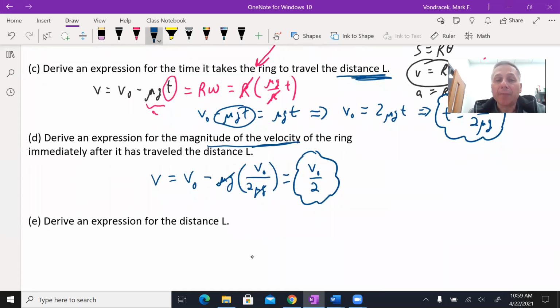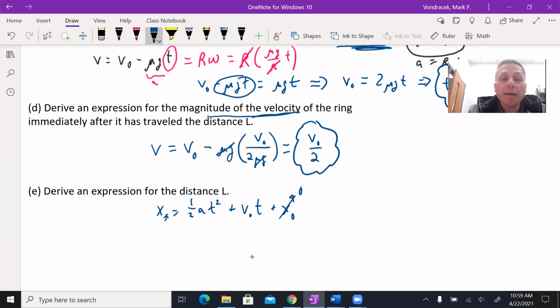And last but not least, now they want us to figure out an expression for that actual distance that it travels. Because this is kinematics, because this is a constant acceleration, we have a distance equation: 1/2 a t squared, plus v initial times time, plus whatever initial position you have. Now, the initial position that we have is 0, so that's where we started the clock. The final position, the final distance that you travel, that's the L that we're trying to solve for.